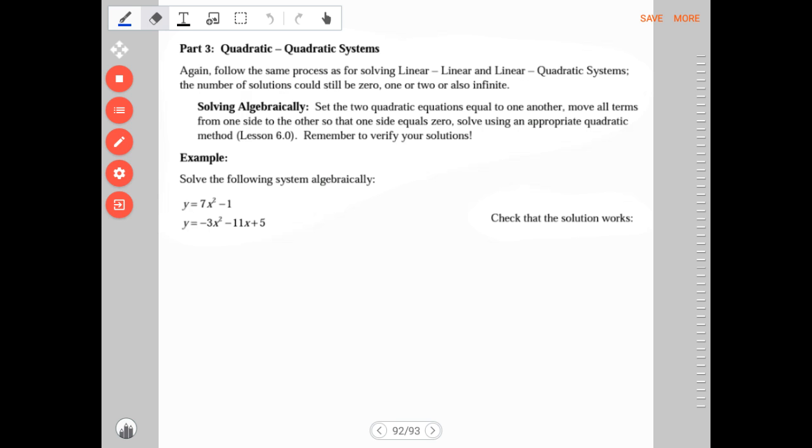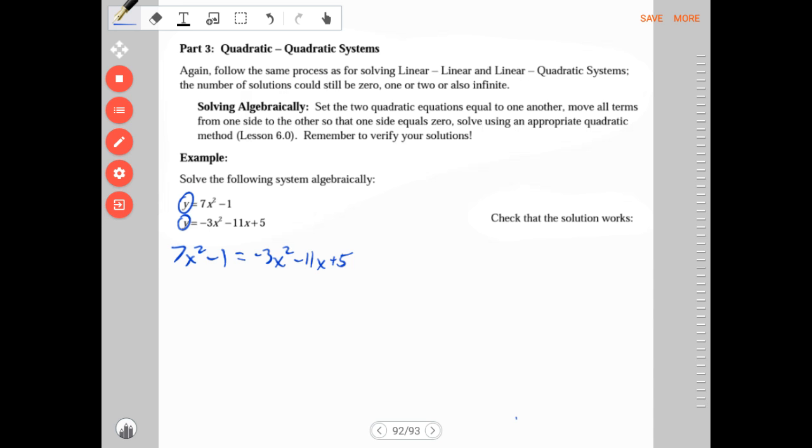So if we have two systems here, like y equals, all we need to do, again, same as last time, is set this y equals this y. So we're just going to sub the y's out and make the two equations equal to each other. So 7x squared minus 1 equals negative 3x squared minus 11x plus 5.